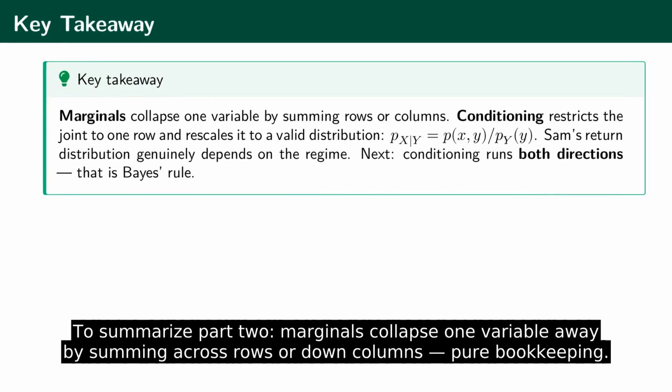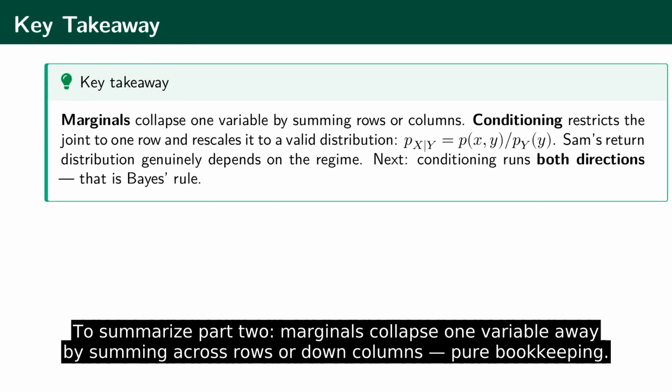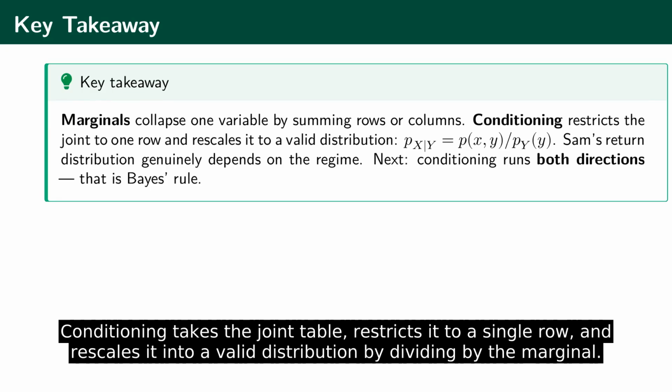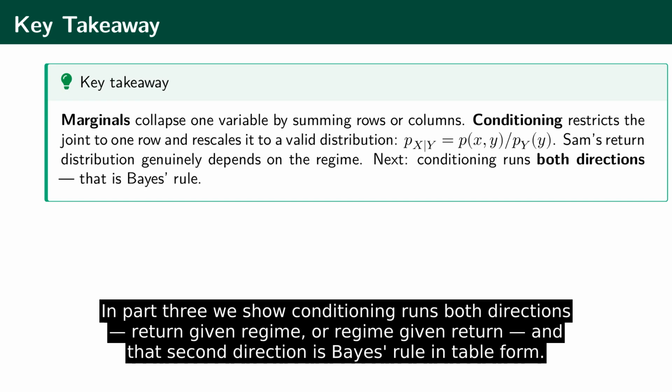To summarize Part 2, marginals collapse one variable away by summing across rows or down columns. Pure bookkeeping. Conditioning takes the joint table, restricts it to a single row, and rescales it into a valid distribution by dividing by the marginal. It revealed that Sam's return distribution genuinely depends on the regime, which is the empirical content of momentum behaving differently across volatility regimes.